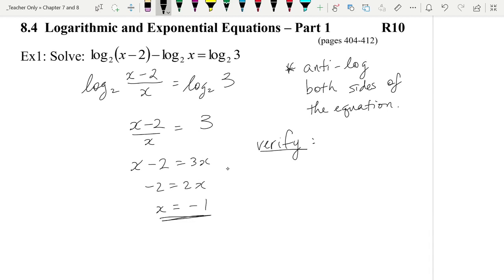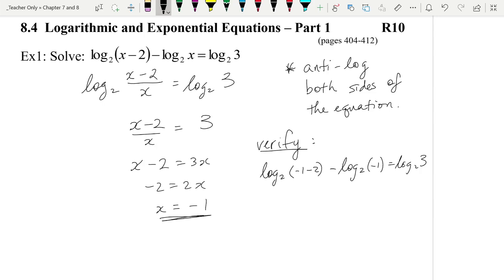But quick, let's do the verify. Log to the base 2 of x is -1, -1 minus 2. Do you see what's about to happen here? Minus log to the base 2 of -1 is equal to log to the base 2 of 3. And what do we conclude from this? Does the left side equal the right side? It most certainly does not.